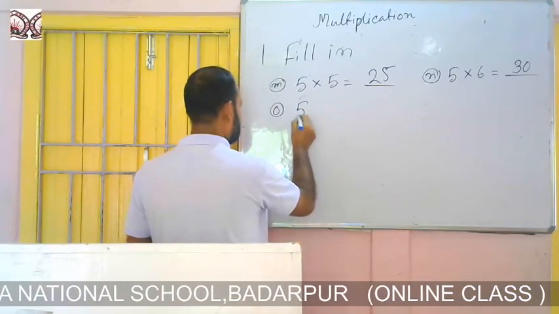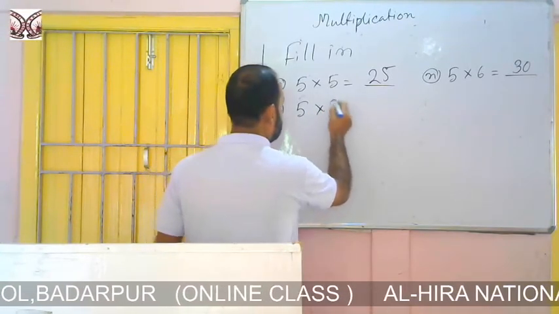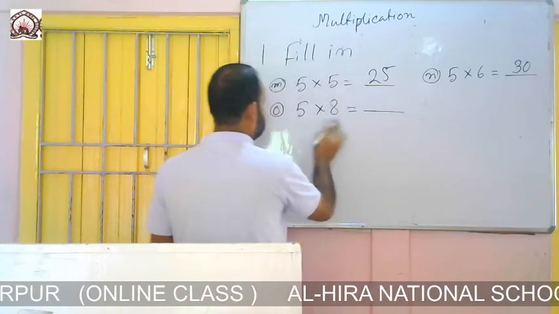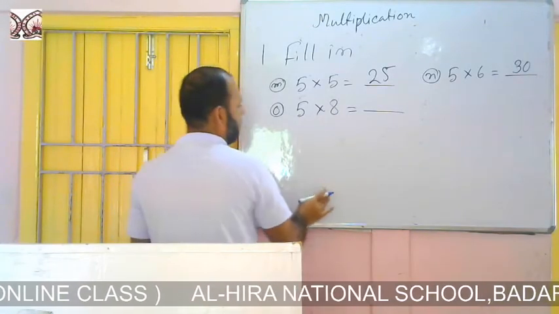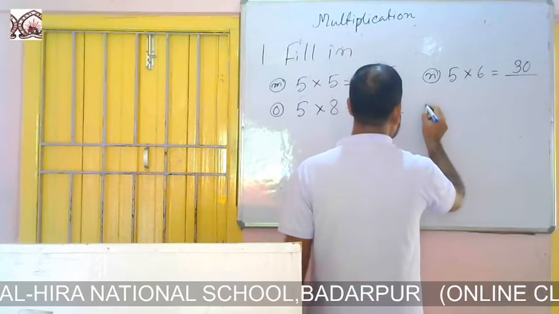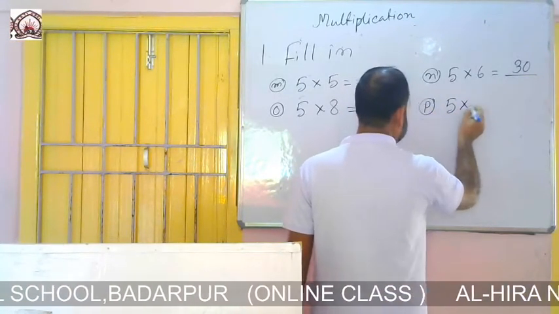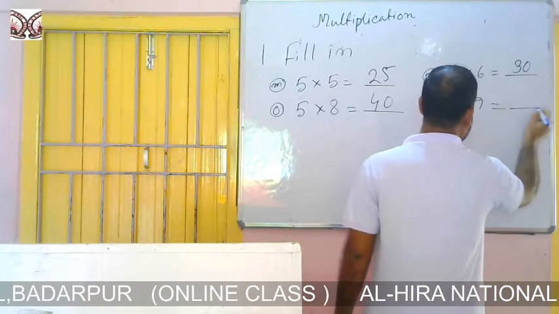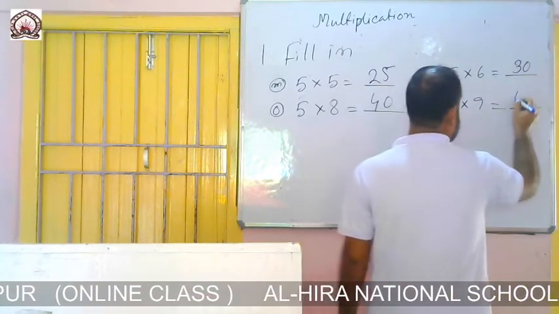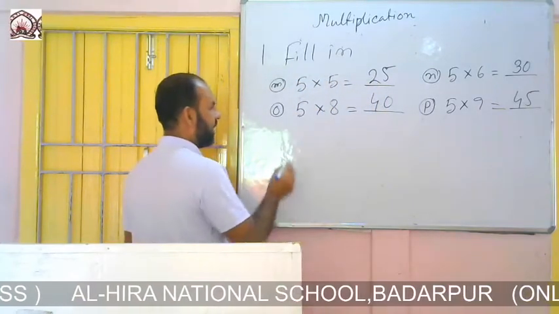5 into 8. So 5 8s are 40. 5 into 9. 5 9s are 45.